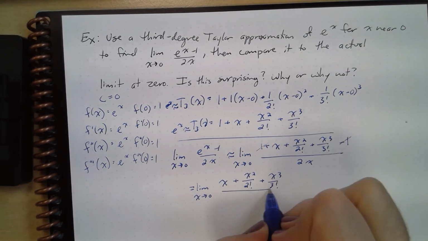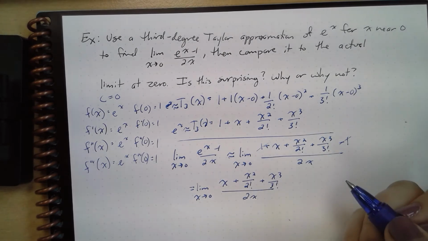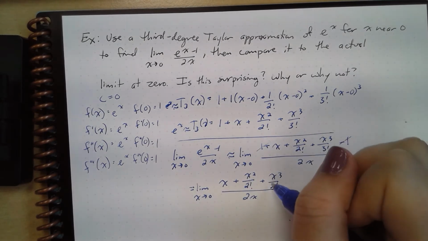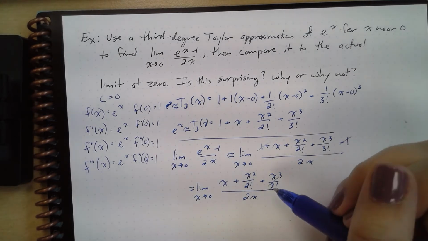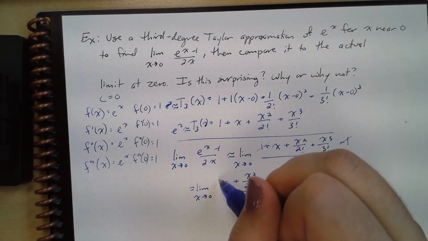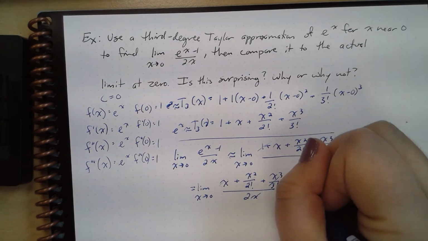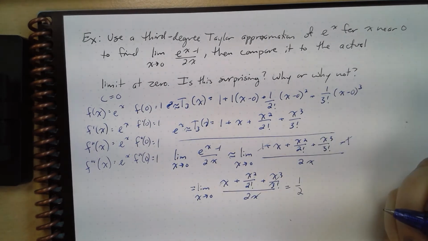over 2x. Okay, and as x approaches 0, this is going to become 0, this is going to become 0, and we're just going to be left with our coefficients, so this is going to be equal to 1/2.